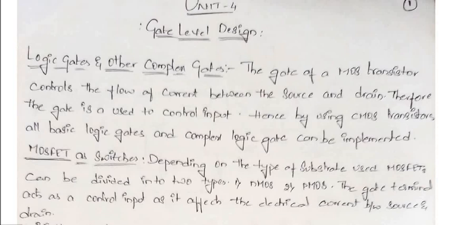The main purpose of your gate terminal is to control the flow of current between the source and drain, and therefore the gate is used to control the input. Go back to your normal circuit diagram of a PMOS, NMOS or CMOS, where you have three terminals: gate, drain and source. The gate is where we give the input, which controls the flow of current between the source and drain. Hence all the basic gates and complex logic gates can be implemented using CMOS transistors.